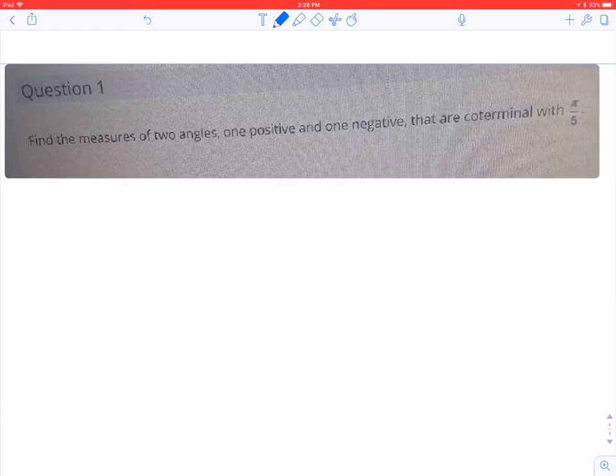Let me convert pi over 5 to degrees so I can visualize it a lot better. If I have radians on top, I'm going to multiply by 180 degrees over pi. The units of radians cancel and the pi cancels, so we're left with degrees, and we say 180 divided by 5. 5 into 18 is 3, with a remainder of 3. 5 into 30 is 6. So this is 36 degrees.